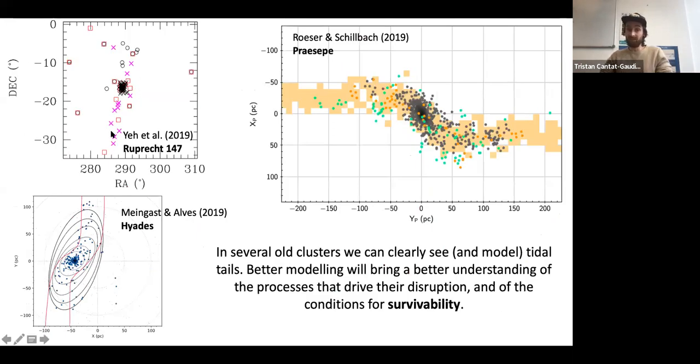In some cases, we can see real tidal tails, so we can see stars that are no longer gravitationally bound to the clusters, but they are still traveling with it, at least for a while. And the shape of the tidal tail tells us about the mass content of the cluster and a number of things that you can model. And we can see there's a very good agreement between the observed shape of those tails and what is predicted by models. And I think that will be a very important point now to understand how clusters are disrupted and why some of them survive.